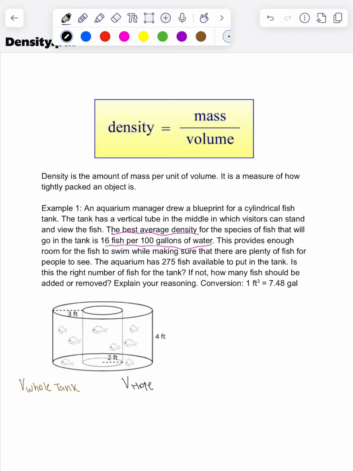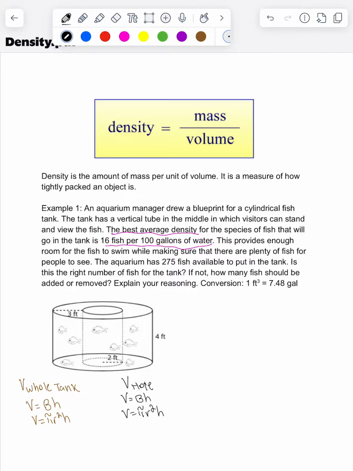To find the volume of the tank, we are going to have to use the volume of a cylinder formula. We can find the volume of a cylinder using the formula volume equals pi r squared height. I'm going to put that down over here. Volume equals capital V, or B times H, since the area of the base is a circle, it is pi r squared height. And it's the same thing over here for the hole, because the hole is also cylindrical shaped.